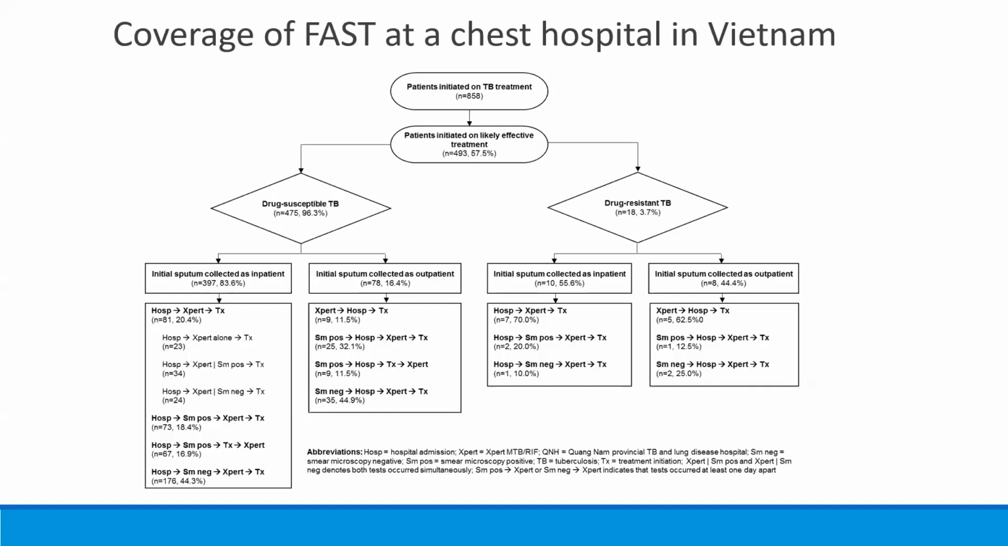So I just wanted to point out a couple of things. In this particular hospital, in 1 year's time, there were 858 patients who were initiated on TB treatment. Only 57.5% of them were initiated on likely effective treatment that was informed by a drug susceptibility test. So how you decide what you're going to track, whether that's any treatment or likely effective treatment, is going to change your understanding of who is infectious or not infectious.